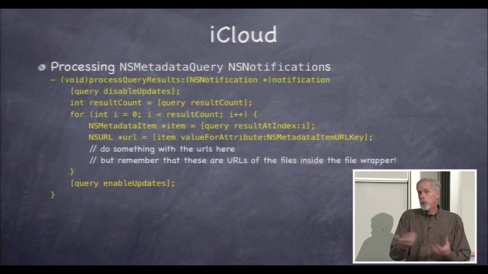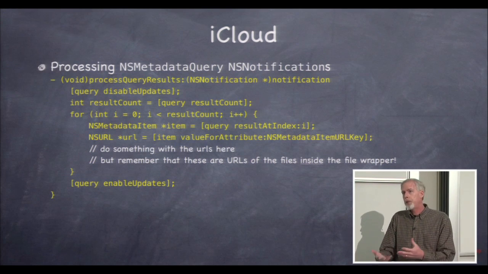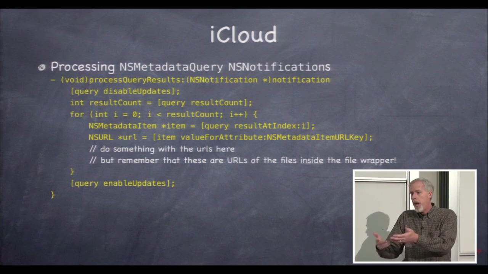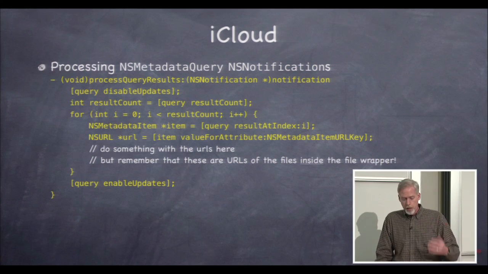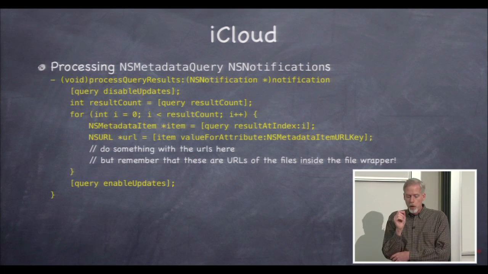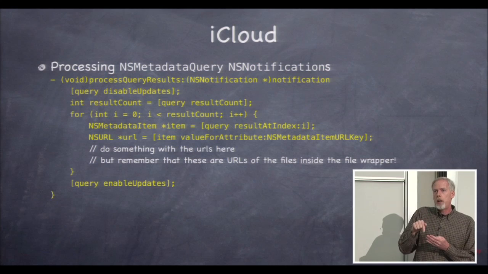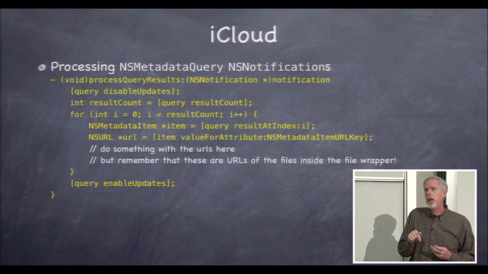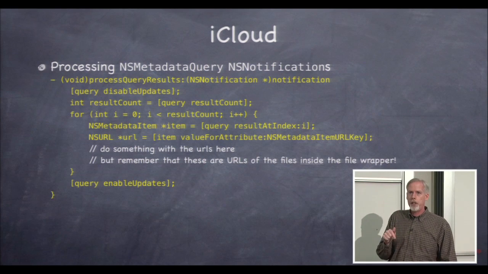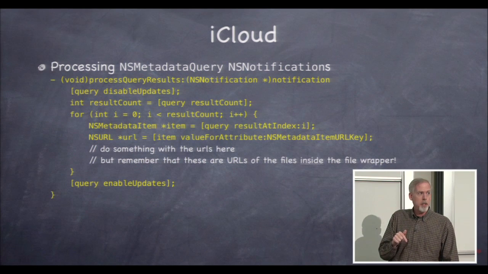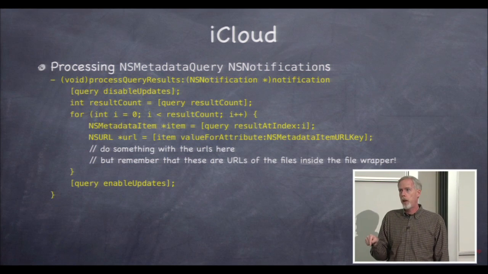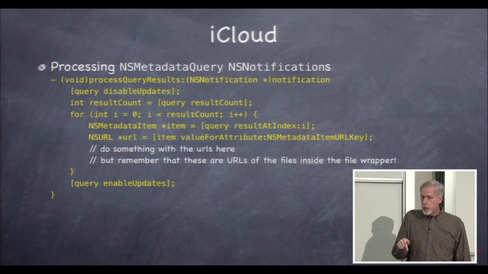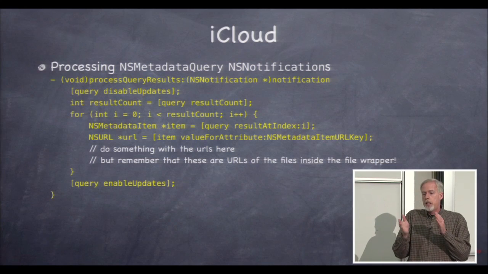Once we have that URL, we start doing something with it. So if we queried for our documents, here we might be adding documents to some list in a table view, or removing documents, or resetting our list of documents, whatever. One thing to be very careful about here, though, is that these are URLs of files. You do not get URLs of directories here. And your UIManagedDocuments are file wrappers. They are directories. So you are going to get URLs of the things inside your file wrapper, which can be quite confusing.